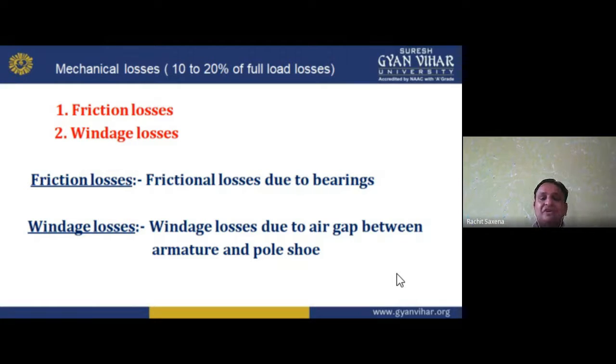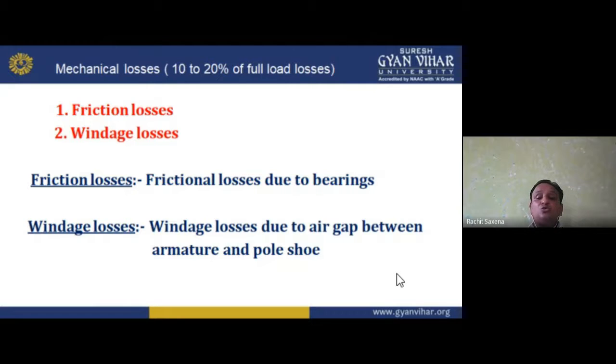So here we are having the friction loss because we are having the bearings, and in that bearing we have the shaft, so it rotates. If it is rotating, there will be some friction, so friction loss will be there. Windage loss is basically a combined word. If I am dividing it, wind plus age. So wind is there, air pressure is there, and we are having the age.